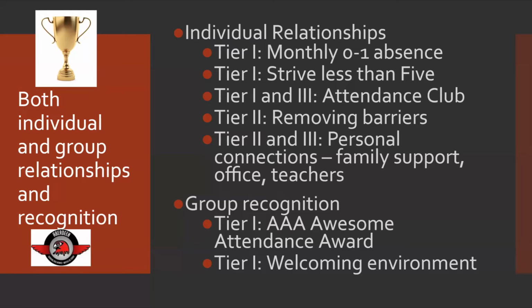So students who have 0 or 1 absence in a month, we recognize them at the end of the month. And we've done that through certificates, through SOAR tickets. And I was hoping to move into swag tags, like brag tags this year, but that didn't happen. That'll be next year. Tier 1, also, we have the strive for less than 5, that consistent messaging that I talked about. And then tier 1 and 3, we have our attendance club. Now that might sound funny. Why tier 1 and 3?